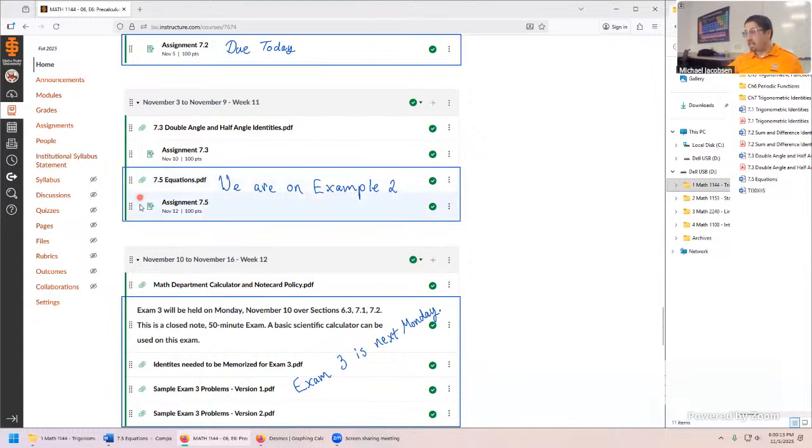The bigger announcement is that next Monday, we'll have our third 50-minute exam. Like the others, it's based off three sections, sections 6.3, 7.1, 7.2. And 7.2 is the section that's due today. If you don't have it quite finished, I'll accept all work late for full credit.